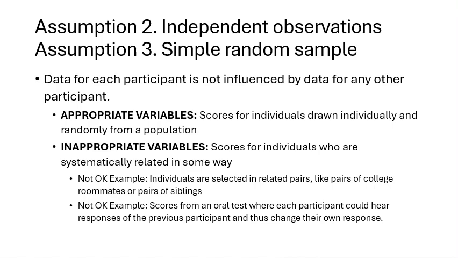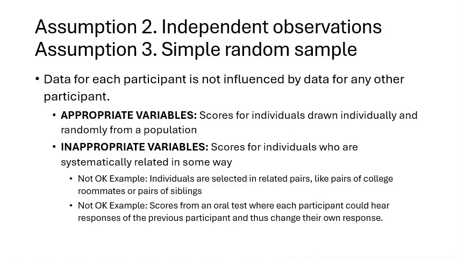Another not okay example would be scores from an oral test where each participant could hear the responses of the previous participant, and maybe that would lead them to change their own response. Then we also no longer have independent observations.